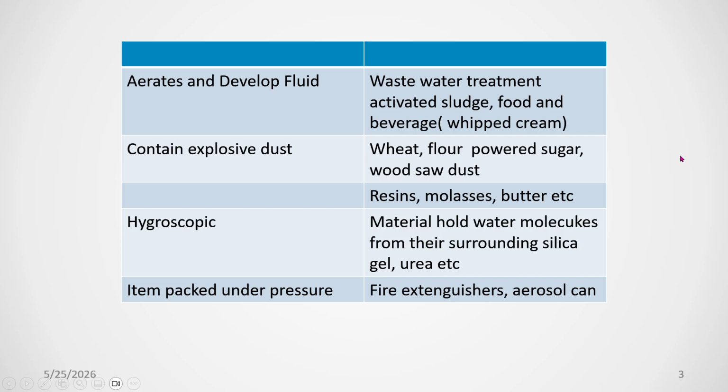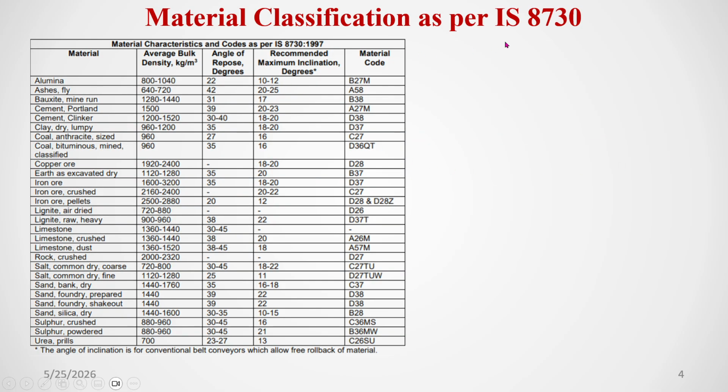Then as per the same IS code 8730, we have classified the materials as per their bulk density, as per the angle of repose, recommended inclination of the belt, and then the material code.